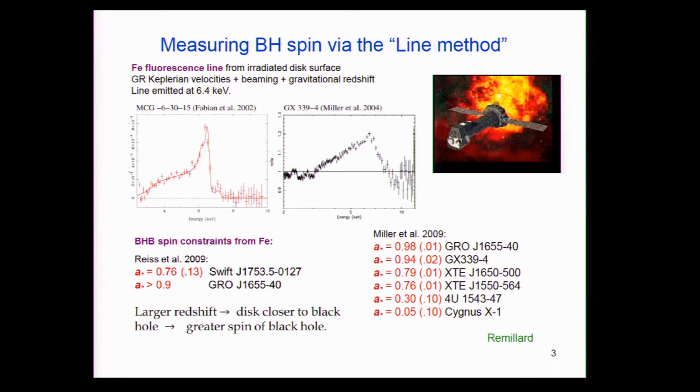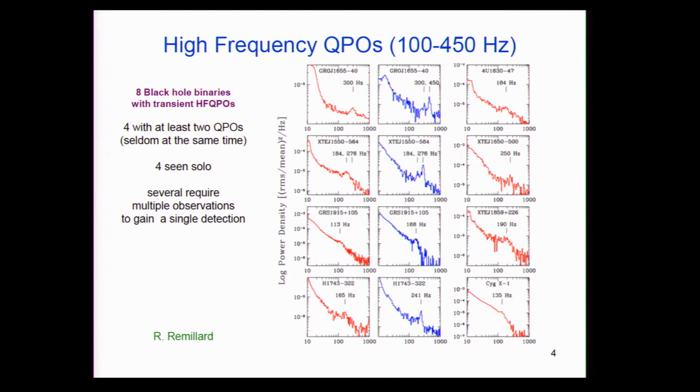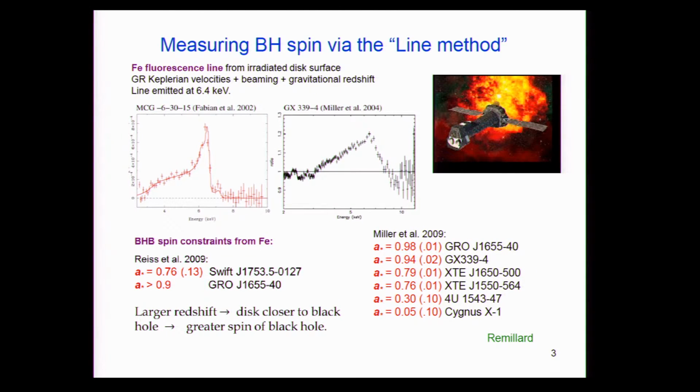This is the other method, which I call the line method. John calls it that, and many people call it the reflection method. There you just look, you see the large gravitational redshift, mainly gravitational redshift from the spinning black hole. And so the larger the redshift, the closer the disk is to the black hole, and therefore the greater the spin of the black hole. I'll be talking about the measurements in detail in a minute, hopefully.